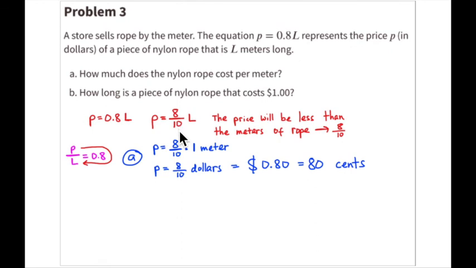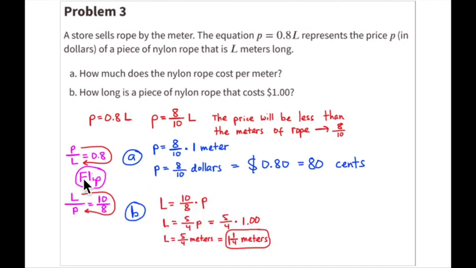So that gets you pretty far just following that thinking. Price is equal to 8/10 the amount of rope. The price will be less than the meters of rope. As a matter of fact, it will be 8/10 of the meters of rope. So price is equal to 8/10 times 1 meter. 8/10 times 1 is 8/10 dollars, which is the same as 80 cents. All right, so that's A. Price is equal to 8/10 the amount of rope that you purchase. So price is equal to 80 cents per meter.